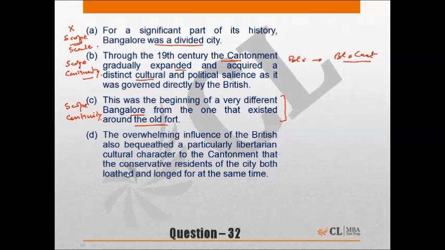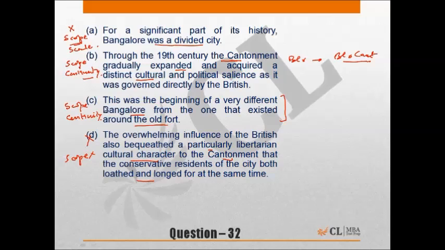Statement D. The overwhelming influence of the British also bequeathed a particular libertarian cultural character to the cantonment, that the conservative resistance of the city both rooted and longed for at the same time. This is incorrect. This is becoming very, very specific, out of scope completely. Okay, this is also becoming very specific and hence is incorrect. So our answer could be either choice B or choice C.